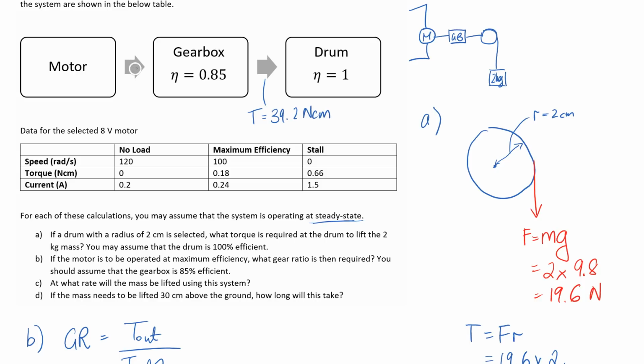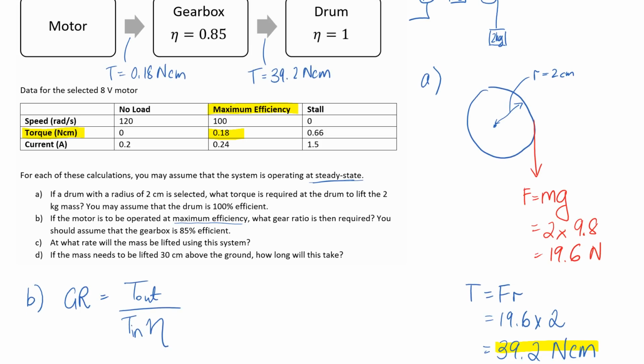We also need the torque that goes into the gearbox, and that's equivalent to the torque that comes out of the motor. We're given some information about that. We're told that we're operating at maximum efficiency. So if we look at our specification for the motor, we've got maximum efficiency here, and we've got a row that gives us the torque. So we know that if we operate at maximum efficiency, the torque from the motor is going to be 0.18, and the units we're told here are Newton centimeters.